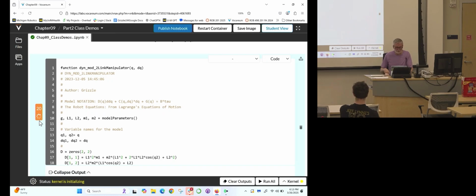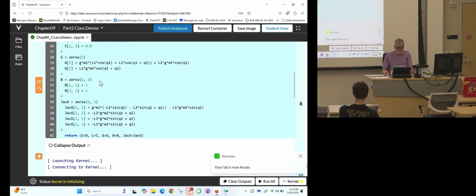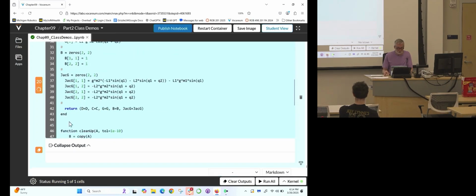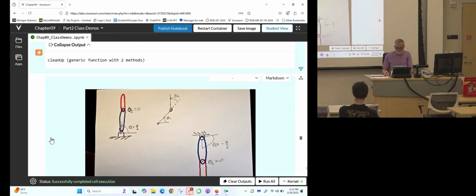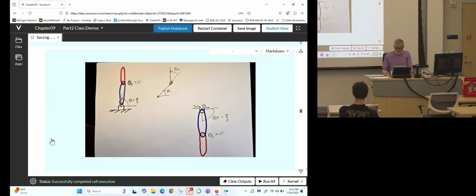So this is the two-link manipulator. Trying to recognize complicated terms. There's a highly professional drawing of the various equilibria. Okay? So there's no torques anywhere.